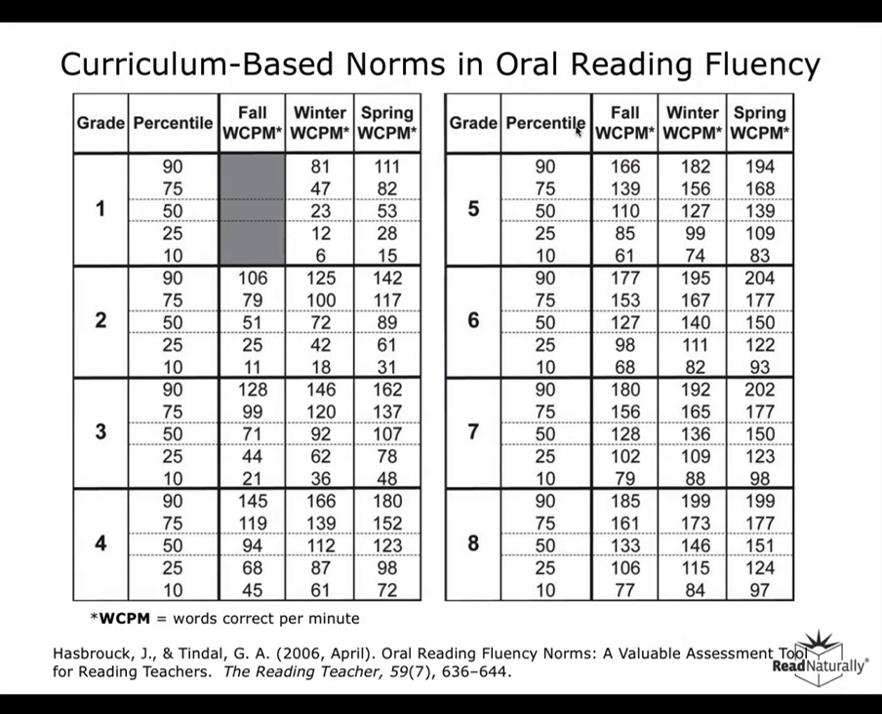So here's the Hasbro Tindal table that I mentioned earlier. You can find this available on our website. Just search Hasbro Tindal table, and you'll find it in our list of resources. So again, you can have students read grade level passages, three passages in the fall, the winter, and the spring benchmark period, average their scores, and then compare their scores to these norms that you see here.